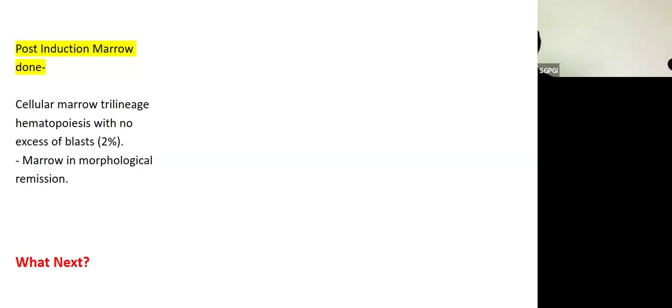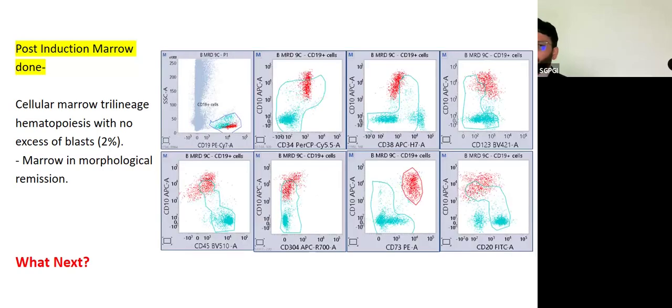What it says is that the morphological examination has only 2% blasts, not very much increased. So morphologically, if it's less than 5, you say that this is morphological remission, right? But you subject this sample to flow cytometric analysis, and what you see is an abnormal population lying over here. Why this is abnormal, we'll learn subsequently.